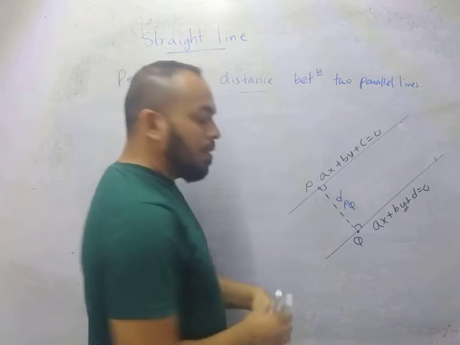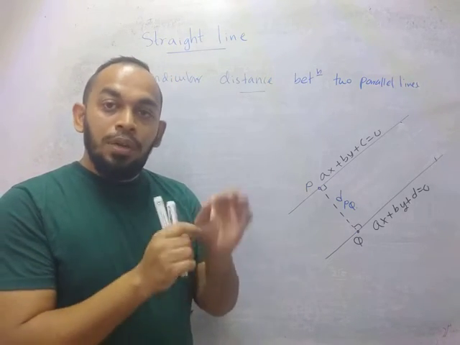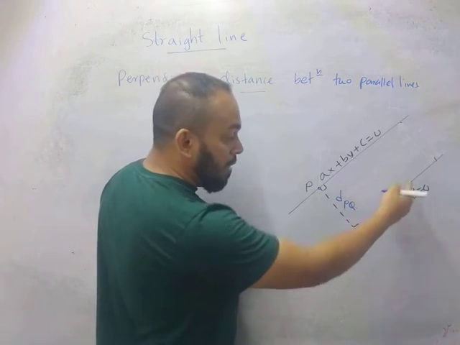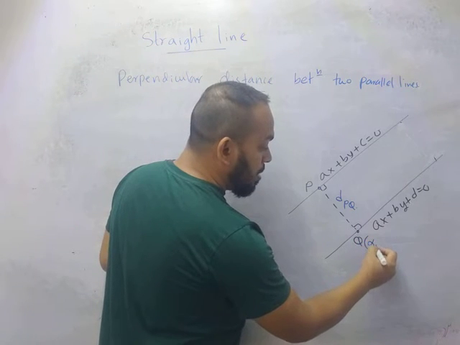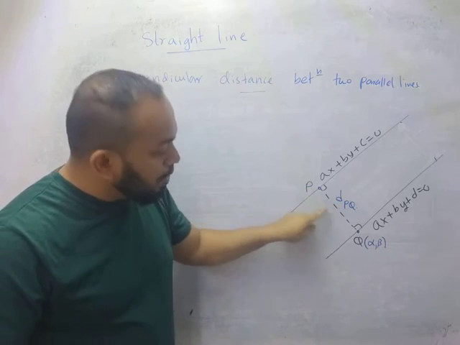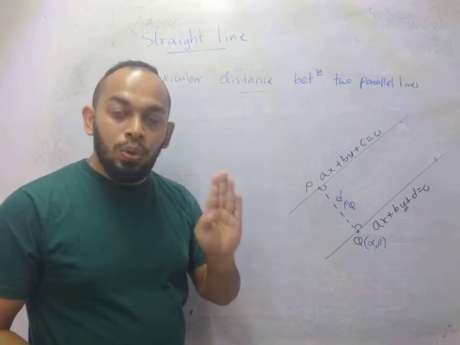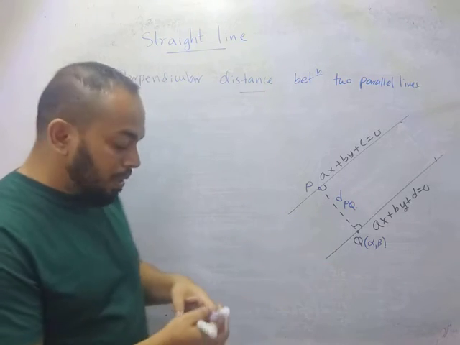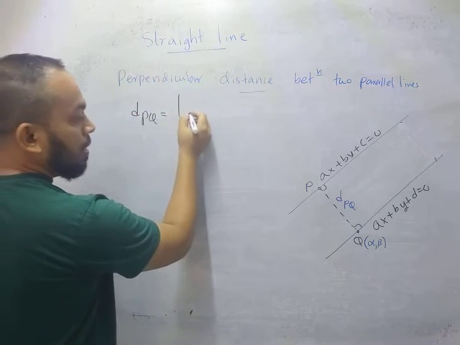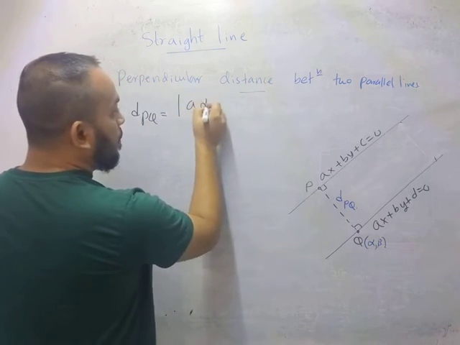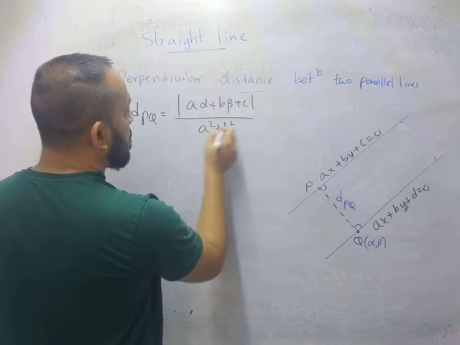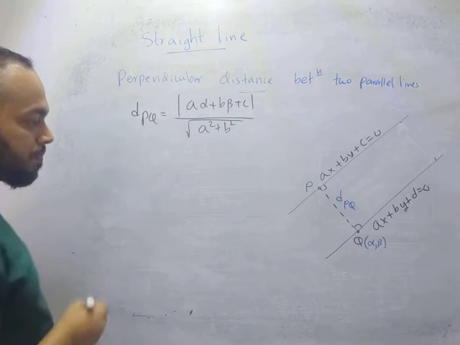Now here's the thing, we learned how to calculate the distance of a point from a line. Suppose this is Q, now Q is definitely on this line. Let's say Q is just alpha comma beta. Now we can calculate dpq if we know alpha beta. Given you know alpha beta, we can calculate dpq, right? So what is dpq? dpq would be the modulus of a alpha plus b beta plus c divided by the square root of a squared plus b squared.